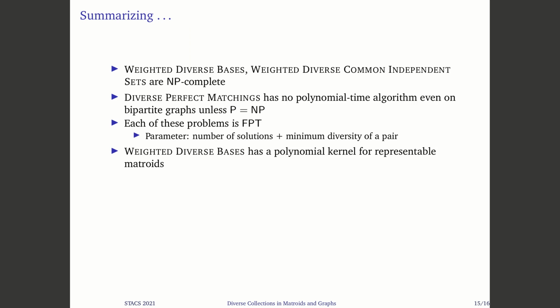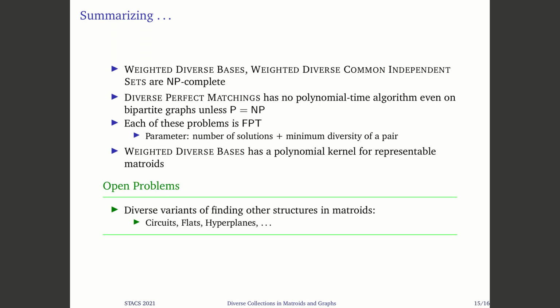To summarize, we looked at 3 problems, 2 from matroids and 1 from graphs. We showed that weighted diverse basis and weighted diverse common independent set are NP-complete, and diverse perfect matchings has no polynomial time algorithm even on bipartite graphs unless P equals NP. And then we showed that each of these problems is fixed parameter tractable, where the parameter is the number of solutions plus the minimum diversity of a pair. We also showed that weighted diverse basis has a polynomial kernel provided the matroid is given in the input as a representation.